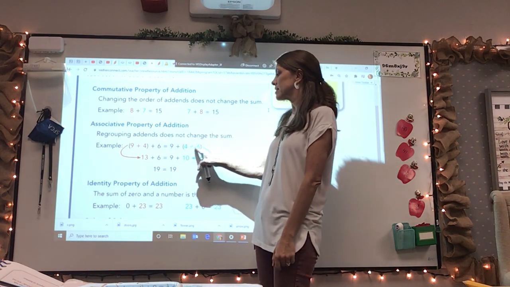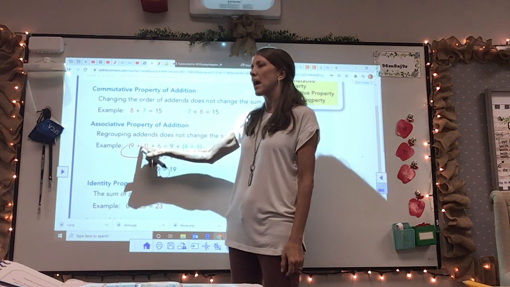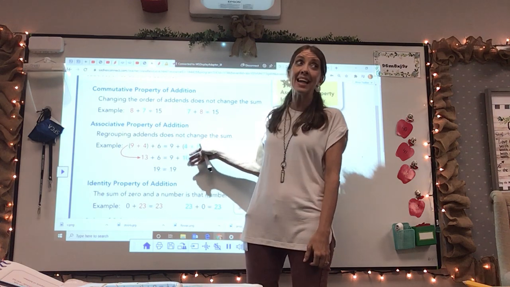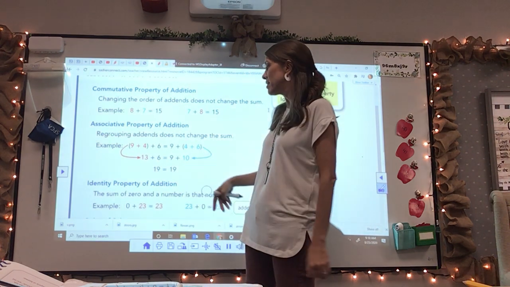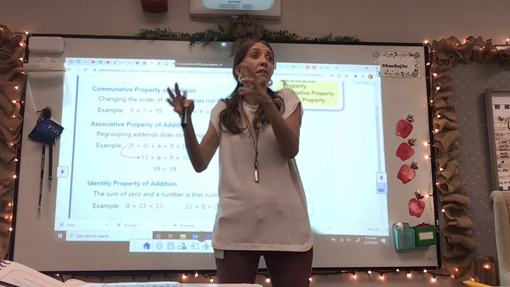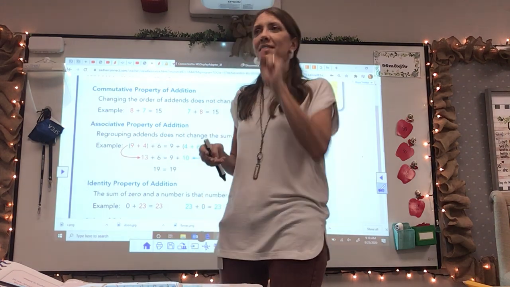Is it easier to take 6 and 4 is 10 and then you get 19? That's a little bit easier than 9 plus 4 is 13 plus 6 more is 19. It's easy to add 10 to a number, isn't it? Yeah, because you just add the 1. So this associative property says group whatever numbers together that make it easiest for you to add it. Okay, that's our second one.